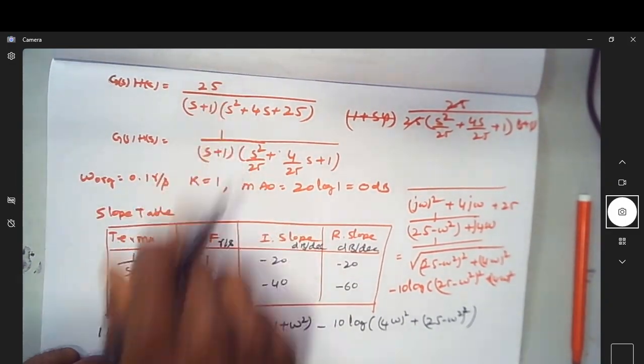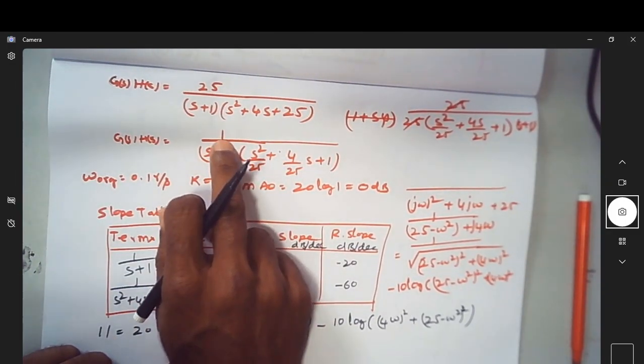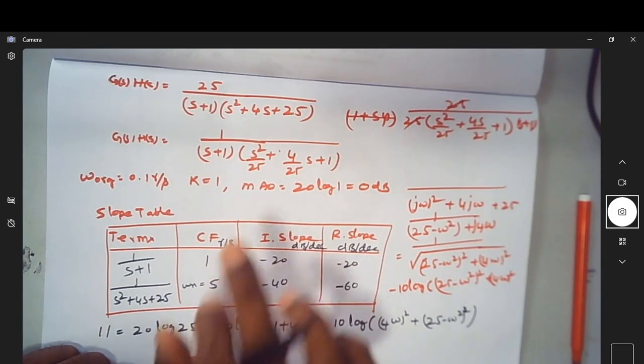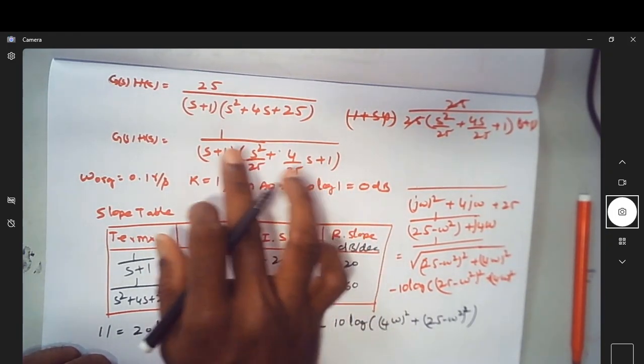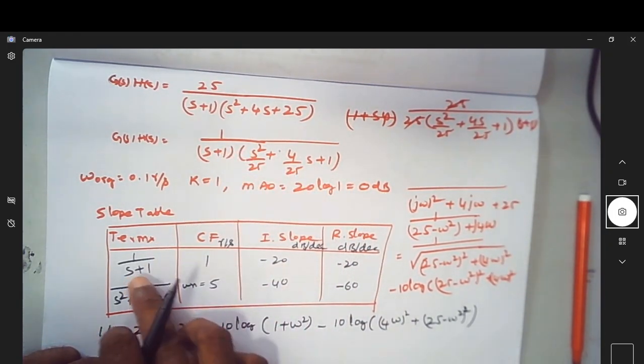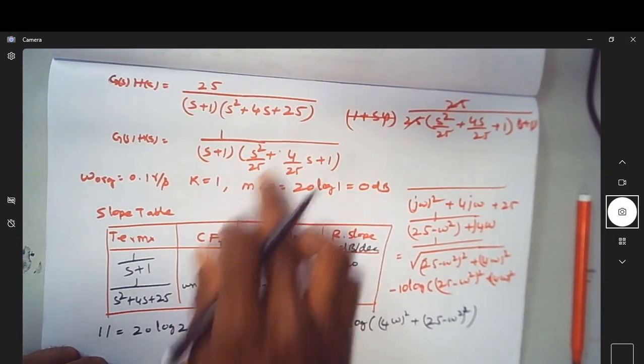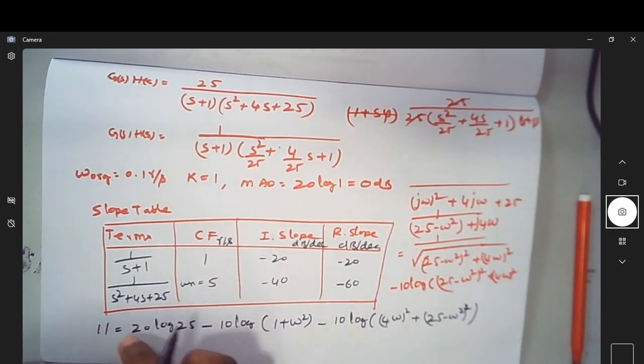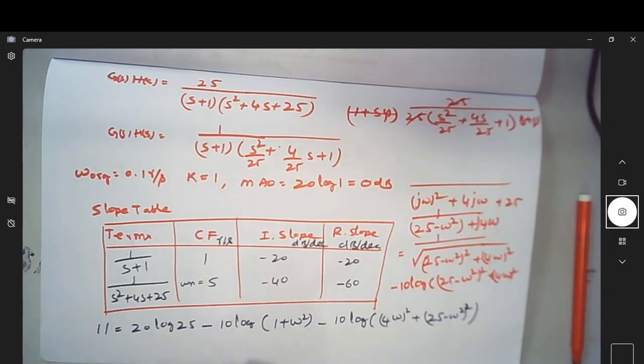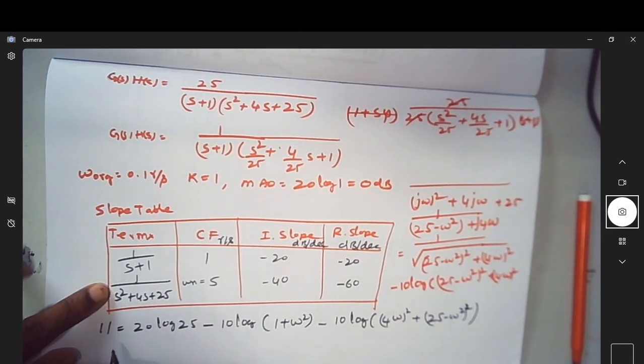So I am just rewriting this as it is. This is required for plotting the graph, so don't get confused while plotting the graph over here. For plotting the graph, I am just taking it. For magnitude, all those things, you can use the same equation. So now what is the phase equation?